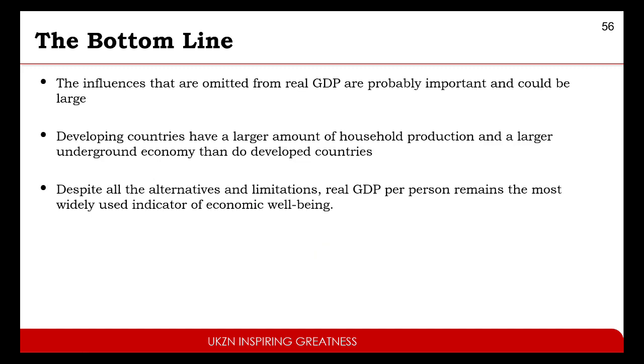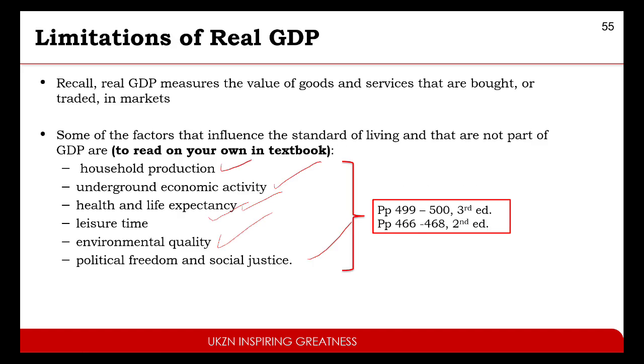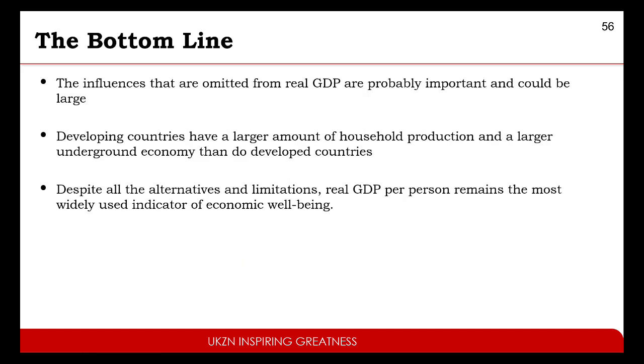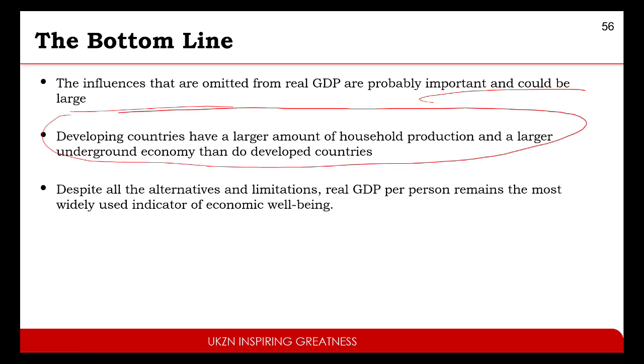Bottom line, these influences are omitted from real GDP. All these things which you can't put in GDP are bad because there could be a large difference and it could display something better. Developing countries have a large amount of household production. I mean, this is obvious. Farming, subsistence farming, all that it won't calculate.